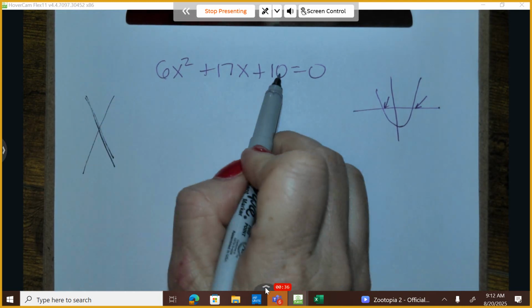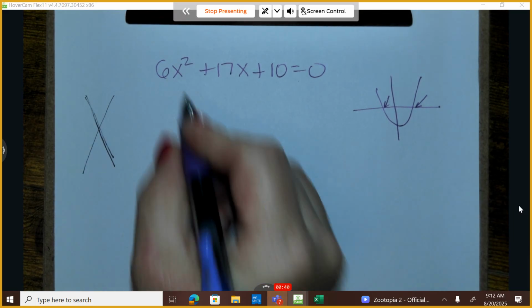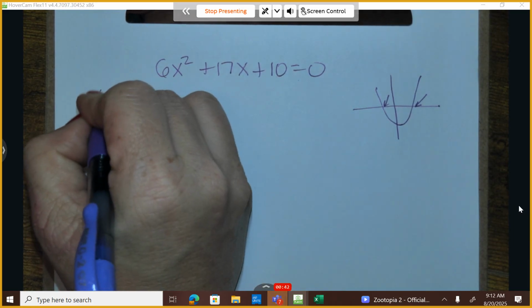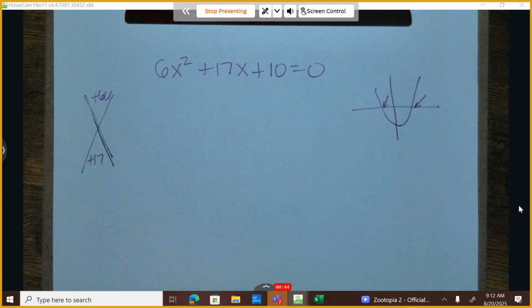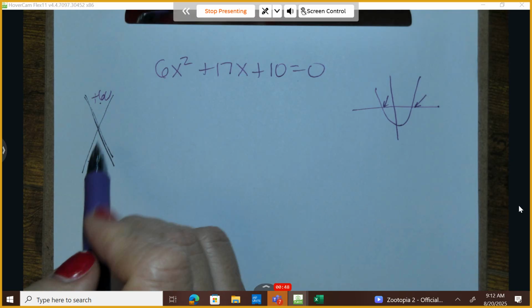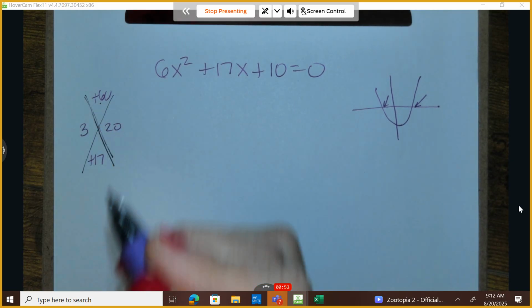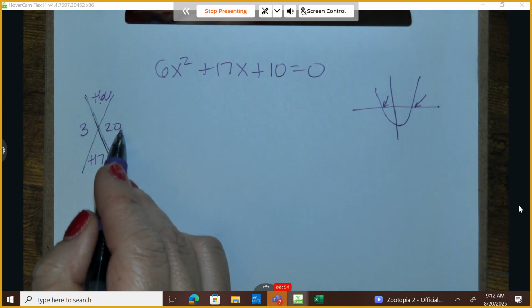I'm going to take the a times the c. So I'm going to take 6 times positive 10 to get a positive 60, and a positive 17 down below. And I'm asking myself what two values multiply to give us 60 and combine to give us 17. Those two values would be 3 and 20. Now let's check here. 3 and 20, yeah, they give me 60.